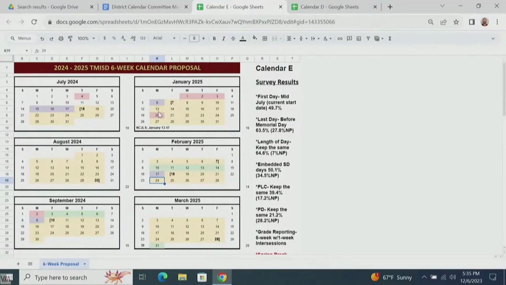But how does the break look on the 9 weeks? Because that's why I like that one, was where the intercessions fell relative to the grading period. Are they closer to the end of the grading period, closing out the grading period? They're not. They're in the middle.